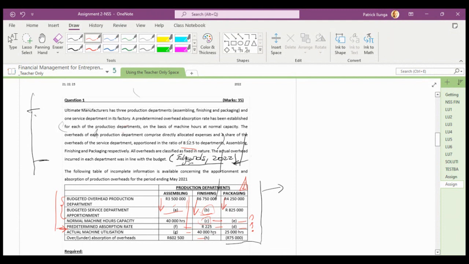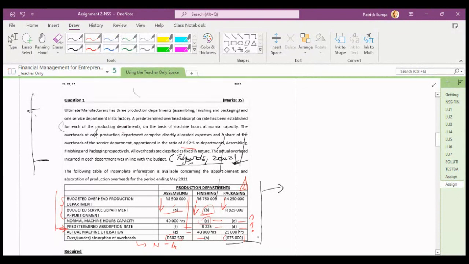And again, remember, find a formula. Find a formula, because when you look at over and under absorption of overhead, you can understand that what is happening is that they are taking the normal machine hour capacity minus the actual capacity. And that's what gives us this. When we have this, then we know that we are over absorbing the overhead. We are going over, and this is we are going under because it is in parentheses, which means that it is a negative.